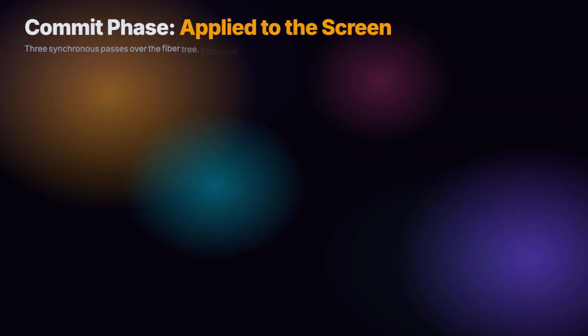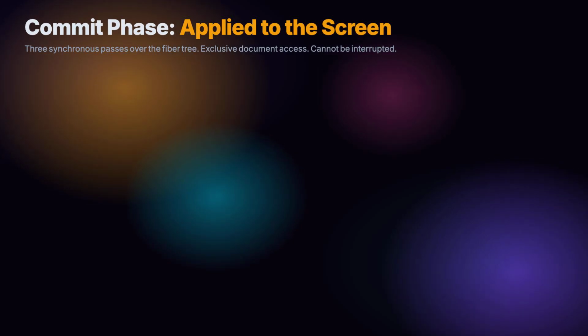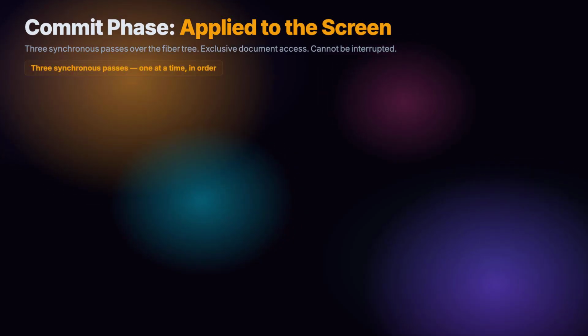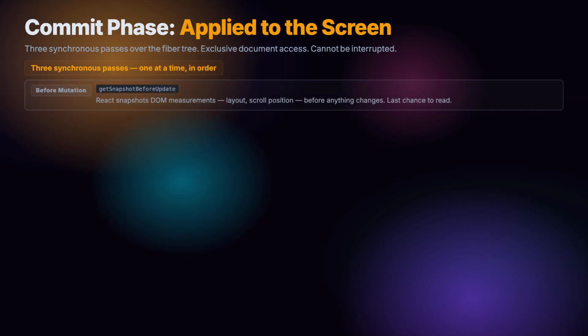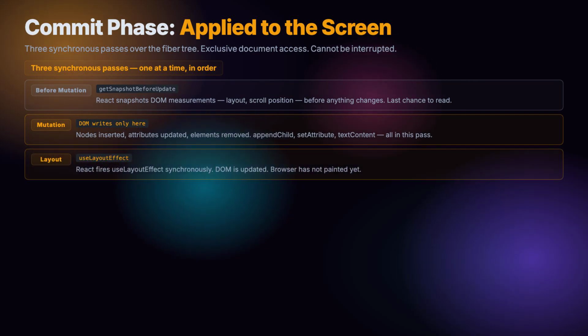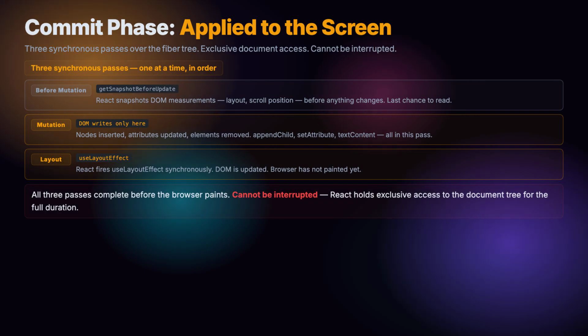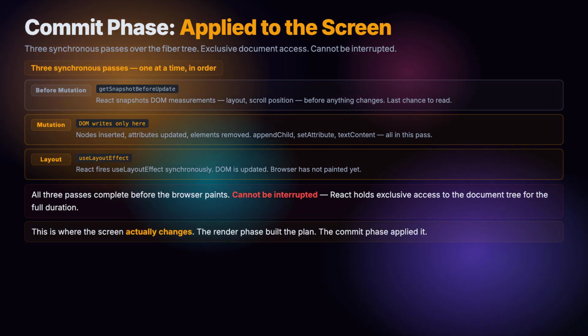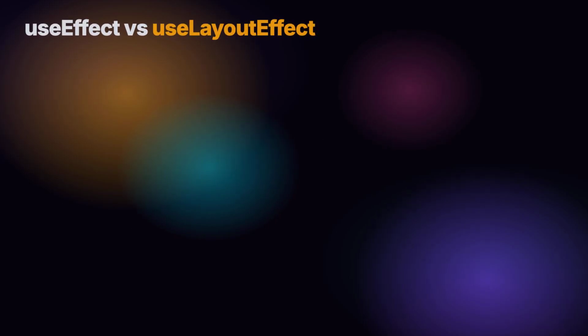The commit phase is where React commits to the screen. It takes the finalized fiber tree and applies it in 3 synchronous passes. First, the before-mutation pass that reads layout state before anything changes. Second, the mutation pass, nodes inserted, attributes updated, elements removed. Third, the layout pass, where useLayoutEffect fires synchronously before the browser paints. The entire commit phase can't be interrupted. React has exclusive access to the document tree for its full duration. This is where the screen actually changes.